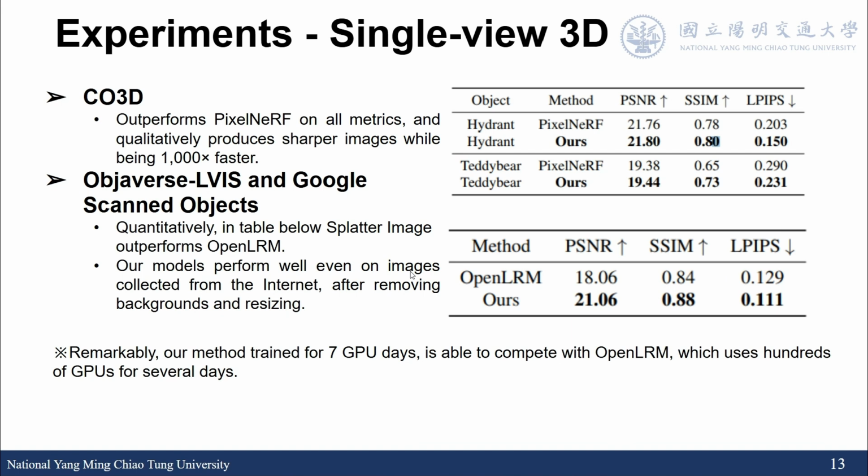Next, Objaverse LVIS and Google Scanned Objects. As shown in the table, our method, called splatter image, achieved better PSNR, SSIM, and LPIPS scores compared to OpenLRM, even when using internet-collected images with background removed and resized. Our approach remained highly effective, showcasing its adaptability and robustness. Remarkably, our method, trained for 7 GPU days, is able to compare with OpenLRM, which used hundreds of GPUs for several days.